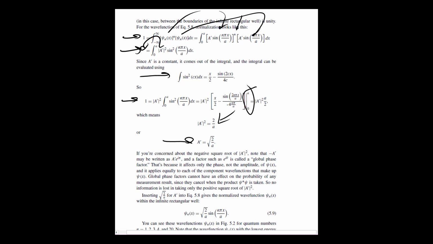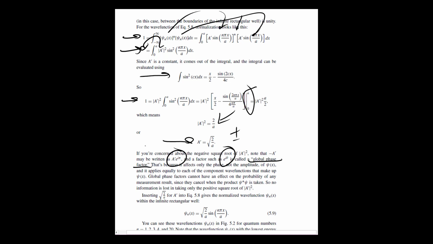a. When you get that from this expression, you may say, wait a minute, shouldn't this be plus or minus the square root of 2 over a? Well, as it points out here, minus a prime can be written as a prime e to the i pi, because e to the i pi is minus 1. But a factor such as e to the i pi in a wave function is called a global phase factor. It affects only the phase, not the amplitude of the wave function.